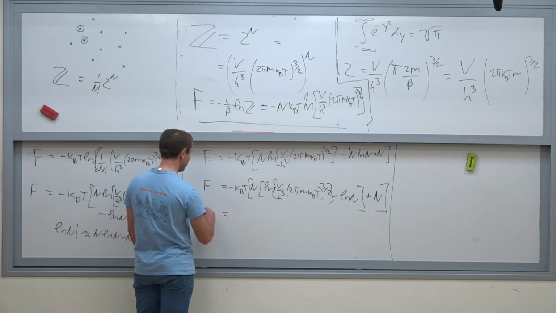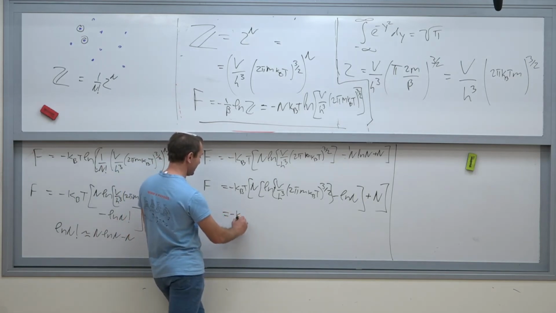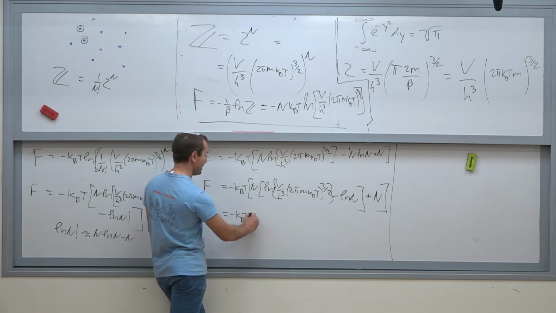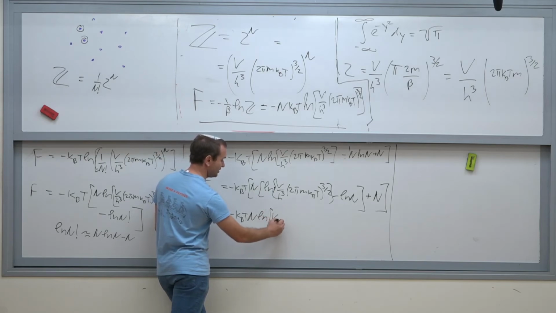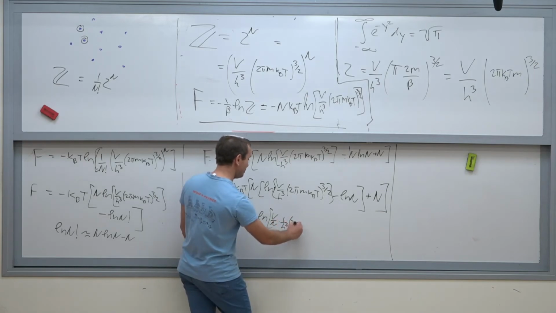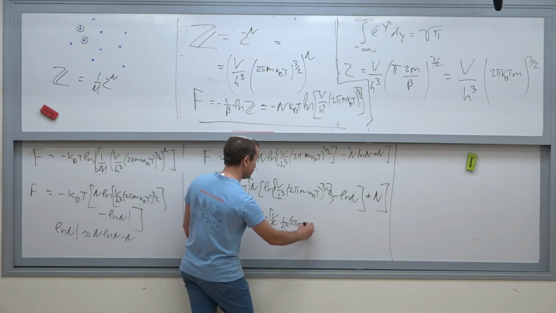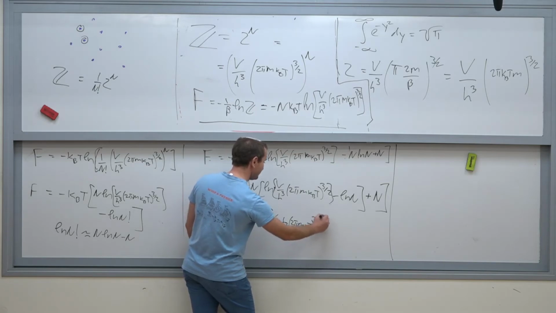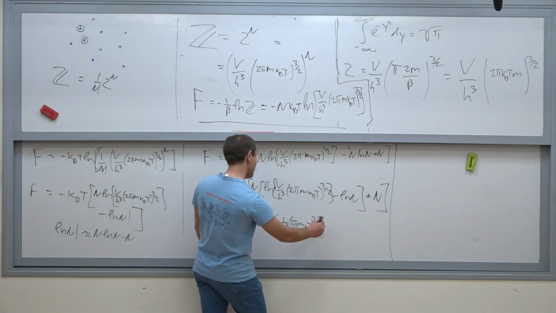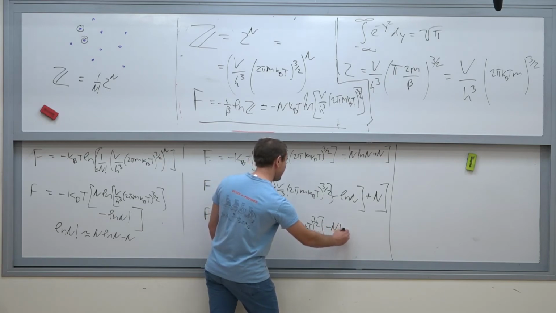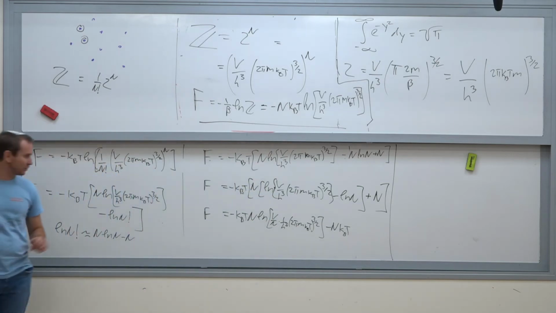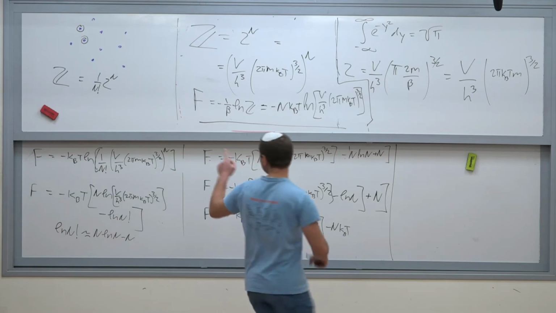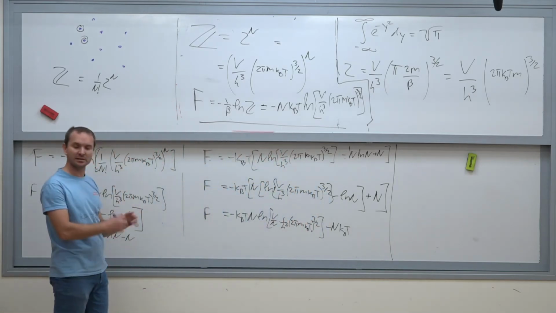Okay, which equals F is minus k Boltzmann T, N log of V divided by N multiplied by 1 over Planck constant cubed, (2 pi m k Boltzmann T)^(3/2), minus N k Boltzmann T. So this is the correction that we performed. Does it help us? Yes.